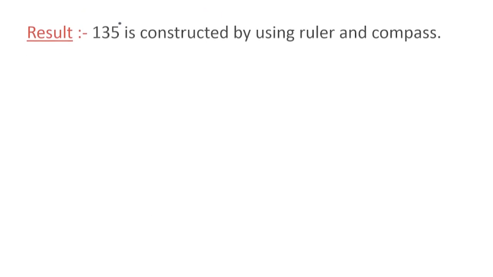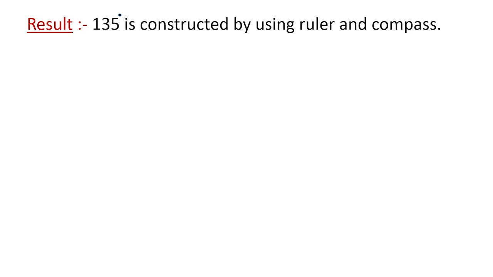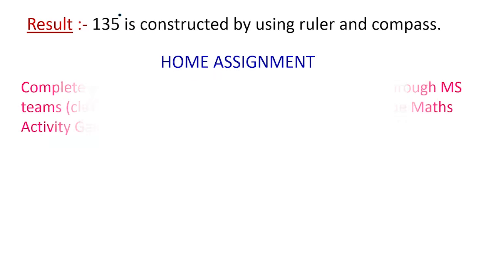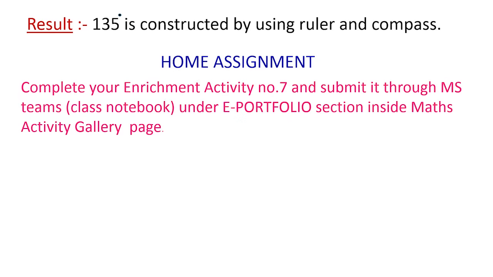So children, finally we will write the result for the construction we have done. Here is the result: 135 degrees constructed by using ruler and compass. Your home assignment is to complete this enrichment activity number 7 and submit it through the MS Teams class notebook under the e-portfolio section, inside the maths activity gallery page. Thank you children.